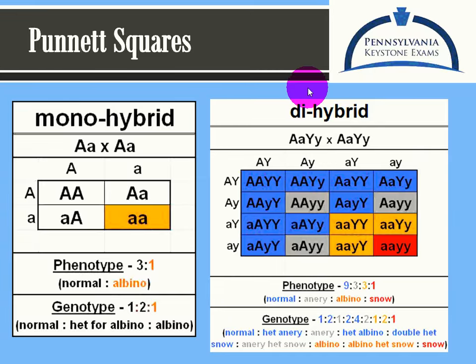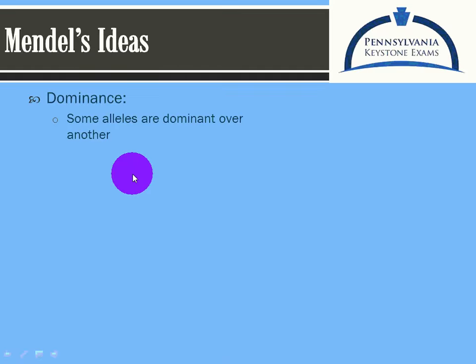But basically what we're looking at here is in a dihybrid cross, you're looking at this magic phenotypic ratio, 9:3:3:1, if you cross two heterozygous individuals, and for a monohybrid cross, you get a 3:1 ratio if you cross two heterozygous individuals. So out of all of Mendel's trials and all of his ideas and his experiments, he came up with some really important ideas.